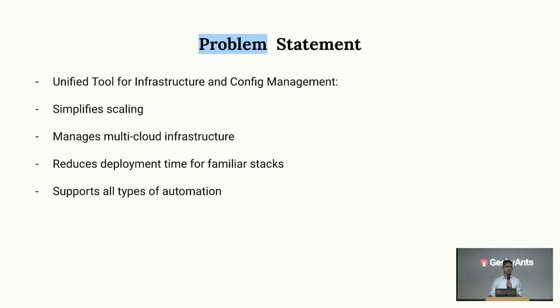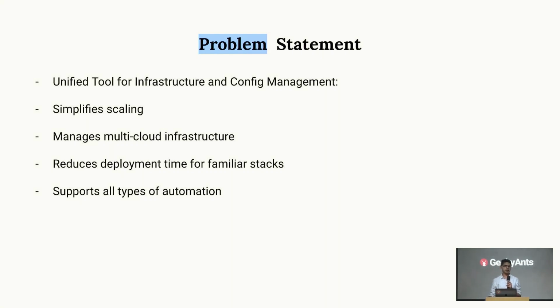Next is reducing deployment time for familiar stacks. For example, a client comes up to us and wants us to deploy an EC2 instance with an RDS and a Redis inside a subnet along with a load balancer, and we create an Ansible code for them. Going forward, any client that comes up with a similar requirement, we don't take much time deploying their stack. We can use the same code, same templates, with just a few tweaks in the variables. We can boot up their infrastructure and manage their configurations.